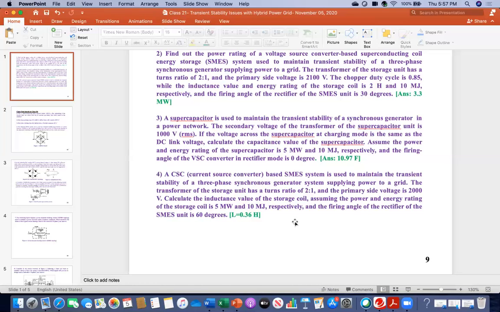And then using that voltage, because that voltage appears across the coil, find out the current that is flowing through the SMES coil. And once you get the current, then you can relate that finally to the energy equation, equal to half L i square.